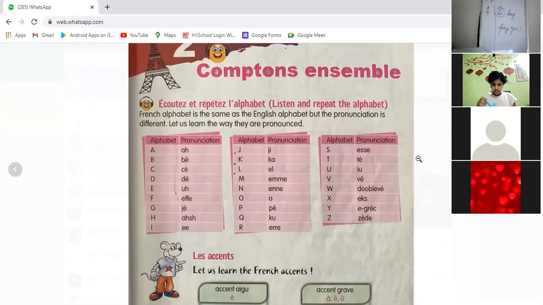Excuse me, ma'am. Yes. Ma'am, I got disconnected from the meeting. What are we doing? Beta, now you're writing these alphabets in your copy along with the French pronunciation, the ones you can see on the screen. You have to write it. Okay, ma'am. Ma'am, like that way only we have to write this. Yes, Beta, in the same way.